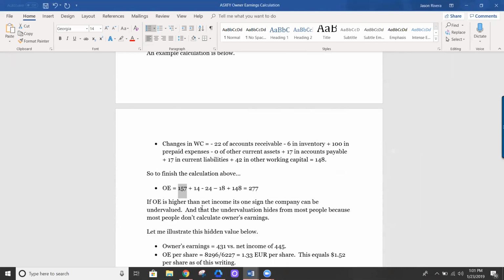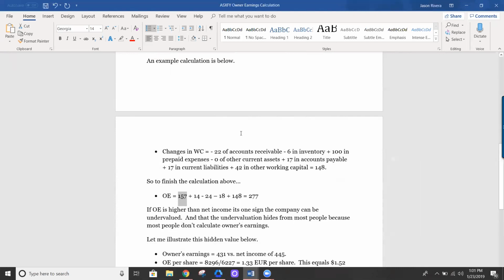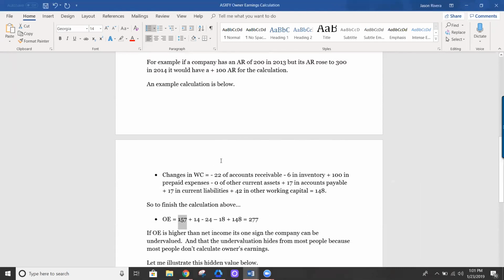But if you look at the owner's earnings calculation, most of the value is in the changes in working capital, which is 148, right? It's actually here in prepaid expenses. So that's where most of the hidden value is. So what does that mean? Do you guys know what that means? Because most of the value comes from prepaid expenses.